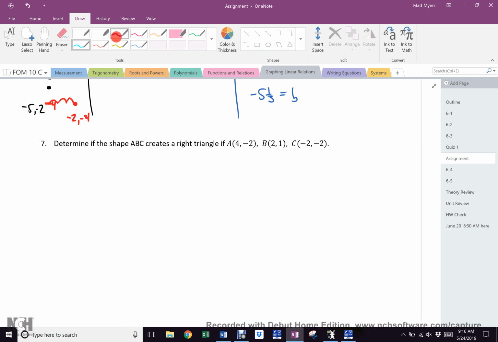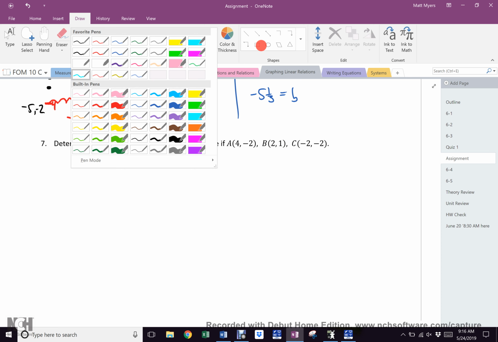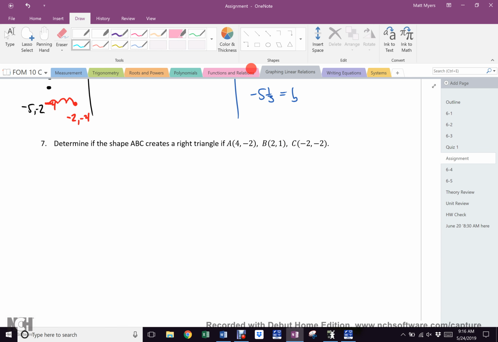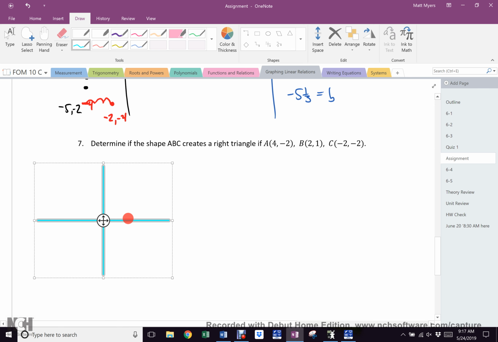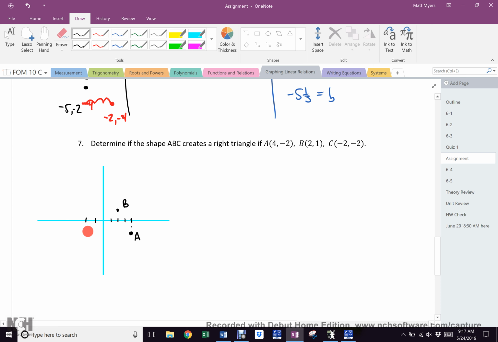Is this a right triangle? Do you want to check all 3 corners? No. Why? It takes too long. We're intelligent. We don't need to check all 3 corners. What's our shortcut? We put it on a graph. Does it have to be a perfect graph? No, just a sketch. (4, -2). 1, 2, 3, 4, 1, 2. A. B, (2, 1). B. C, (-2, -2). C.